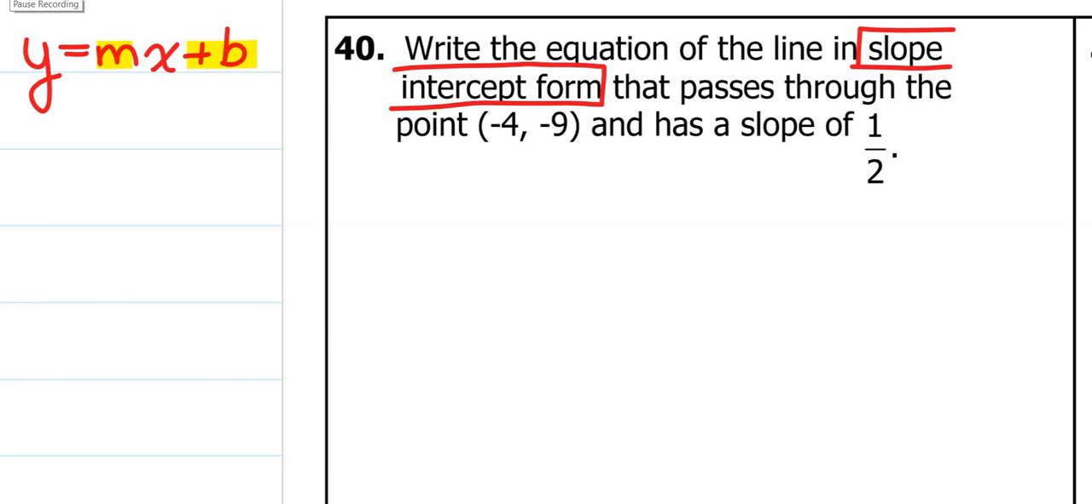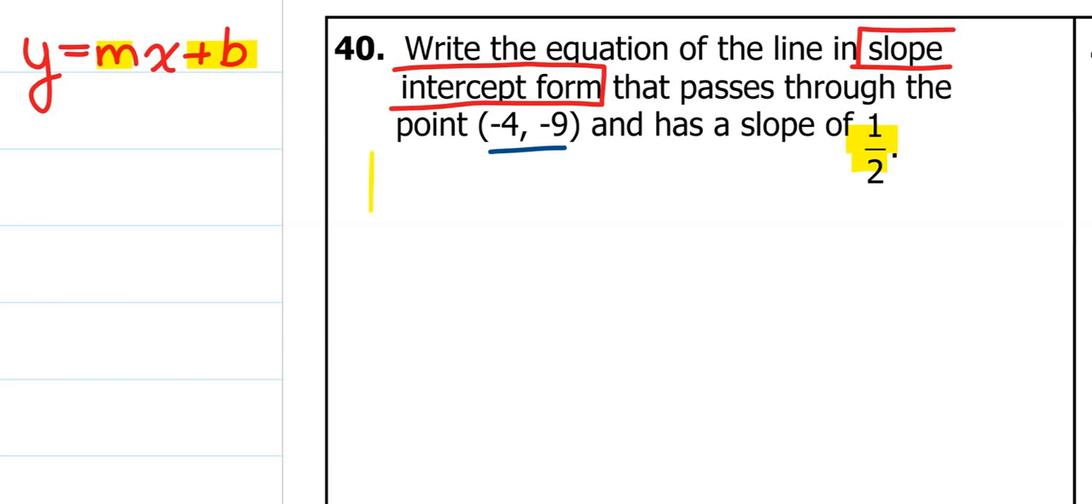That passes through the point (-4, -9), so that's one piece of information. This is an x and a y value, and has a slope of 1/2. Okay, so we have one piece of information. All right, we have the slope. Now, there's many ways to get to y = mx + b when you're given a point and a slope. The method that I'm going to take you through is plugging it into something called point slope form and then converting it into slope intercept.